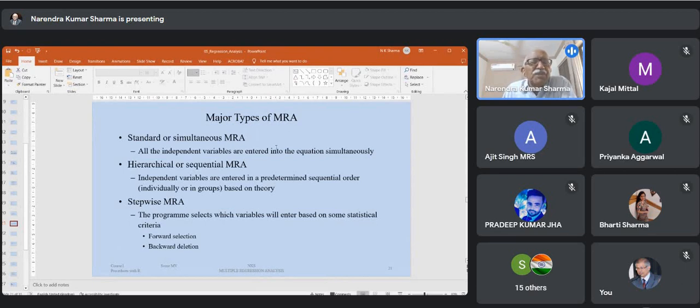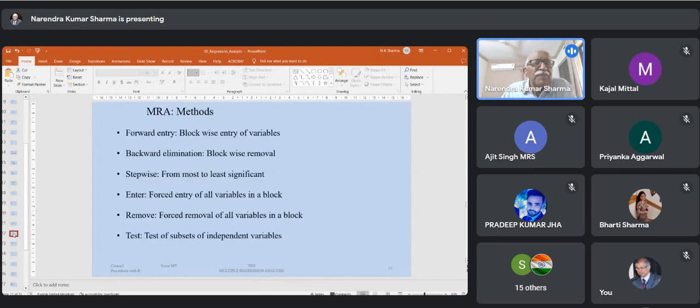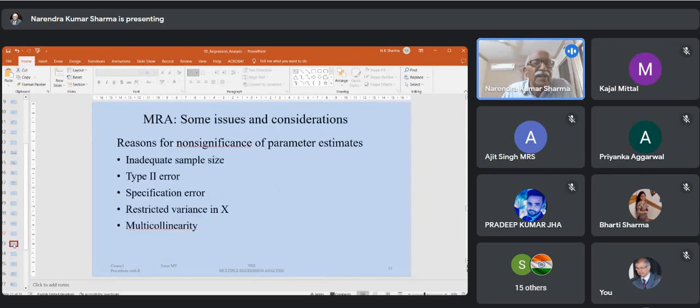Now, major types of multiple regression analysis: while doing the analysis, I'll explain again hierarchical, stepwise, etc. I'll talk about these in the analysis itself. Then there are different methods, forward entry, backward entry, etc. I'll talk about them in the analysis. But there are some issues and considerations in multiple regression analysis.